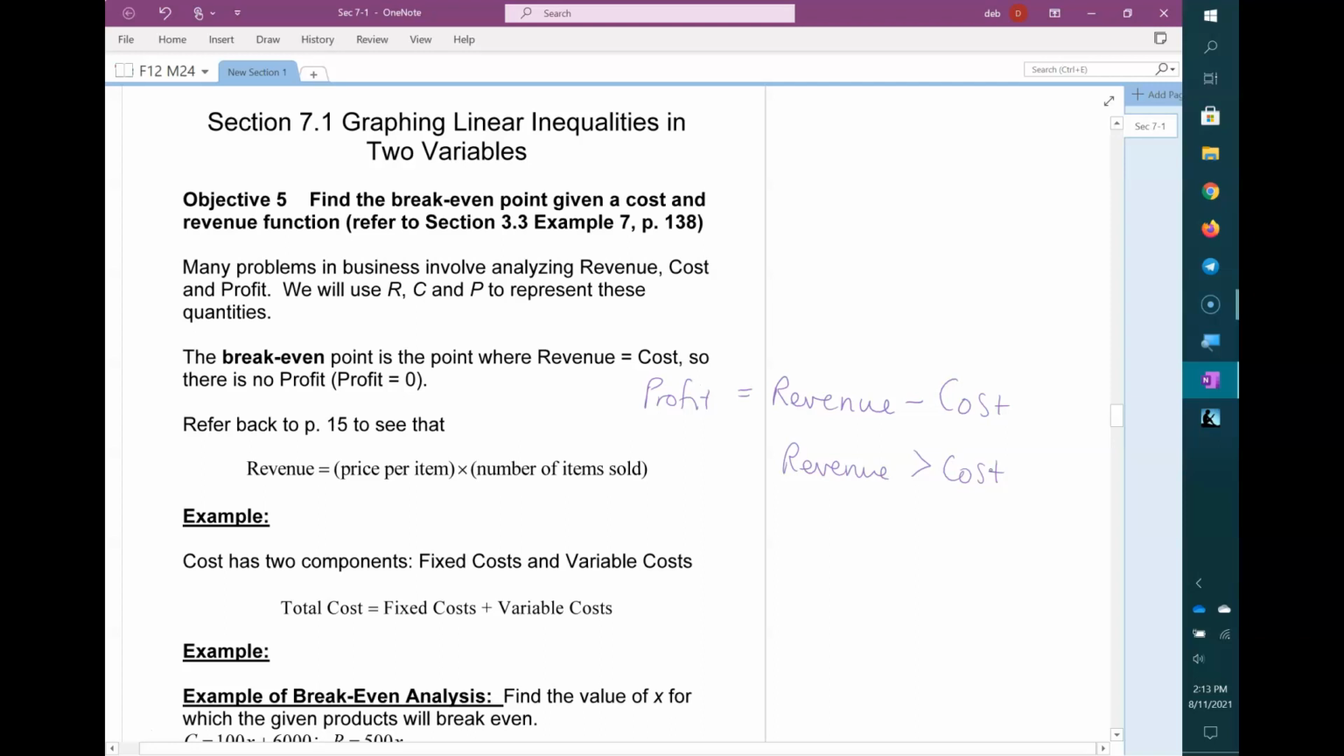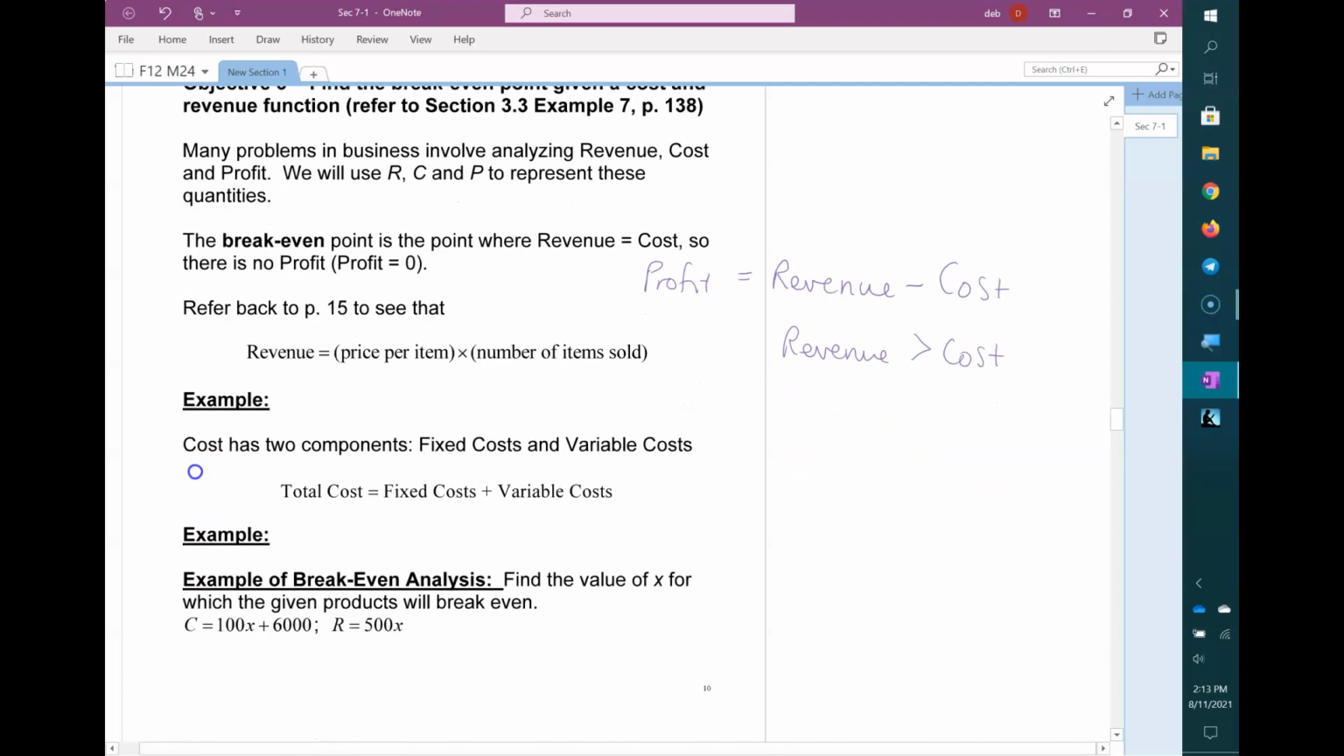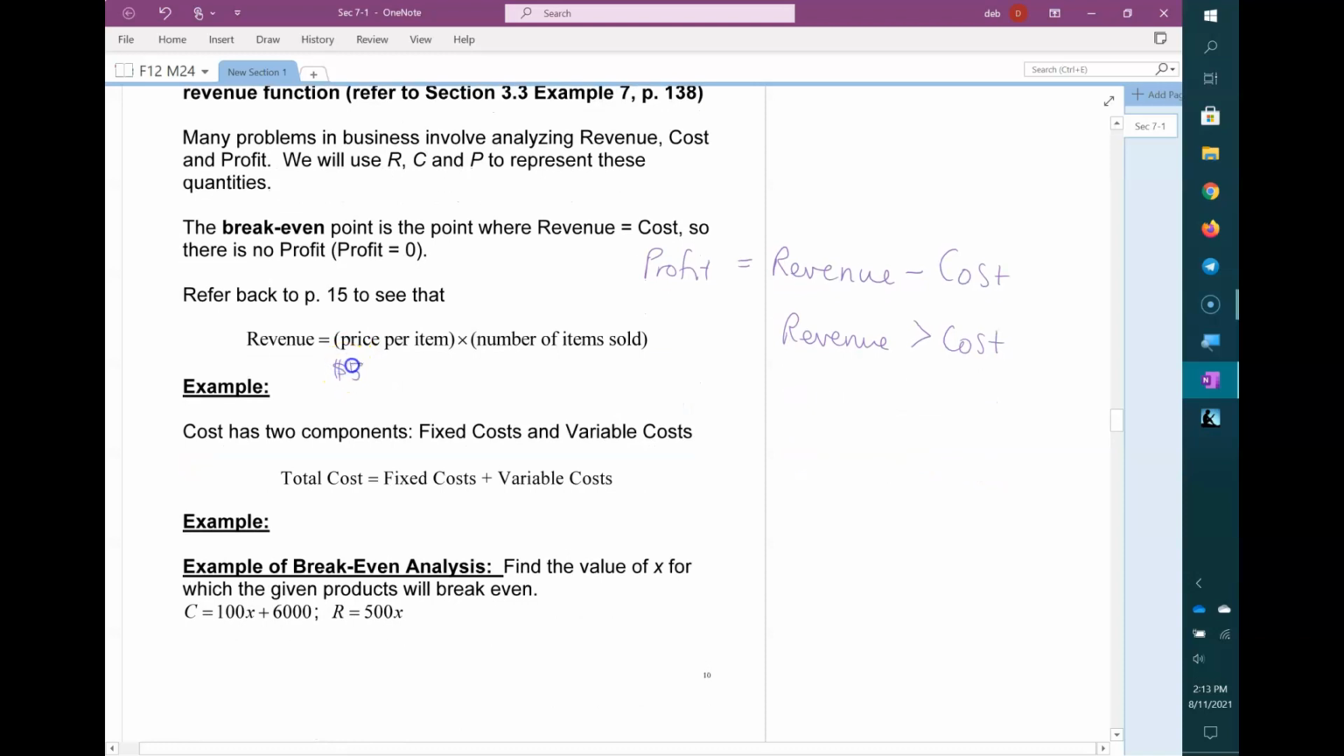On page 15 in the book, you can find the formula for the total revenue that says it's the price per item times the number of items sold. Quite often that number of items sold is going to be an x variable. But just for an example, if I have $50 per pair of shoes and I sell 6 pairs of shoes, we know our total revenue would be $300. We need to multiply those two numbers together to get the total revenue.